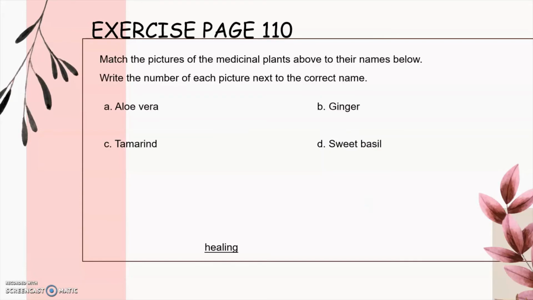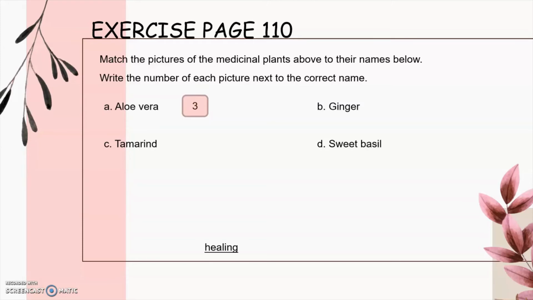In exercise number 1, still on page 110, we match the pictures of the medicinal plants above to their names below, and then write the number of each picture next to the correct names. Okay, aloe vera. What number is aloe vera? 1, 2, 3, or 4? Good job, 3.